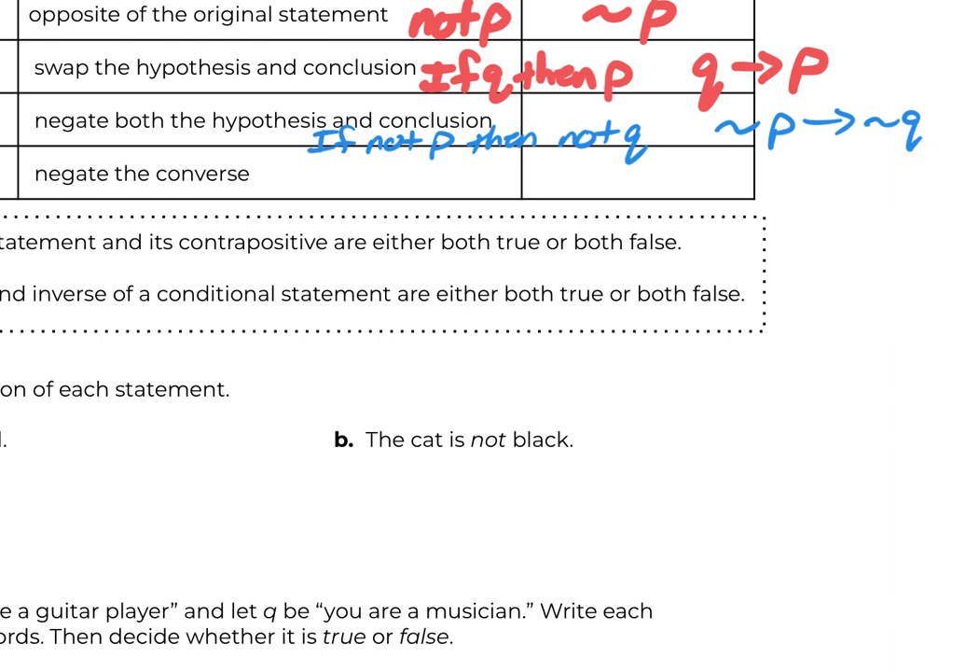And then finally, the contrapositive is going to do two things. It's going to switch and negate. It's going to basically negate the converse. And so this one is going to look like this. If not Q, then not P. So we would say not Q implies not P.